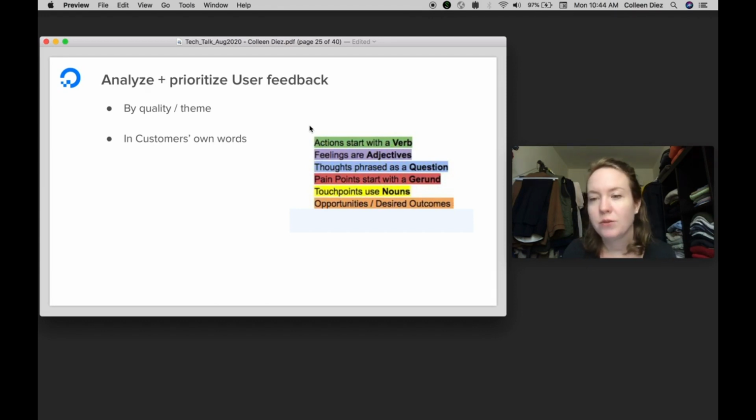So action words obviously would be a verb. We find that feelings are expressed as adjectives. Thoughts are phrased as questions. So if somebody is asking a question, generally that's what they're thinking. Pain points might start with a gerund, but also we find that if someone uses a curse word, that tends to be something that is a bit painful for them in their experience. So you can get a sense of how people are thinking and how to analyze some of this feedback as you're speaking with someone or listening to someone.